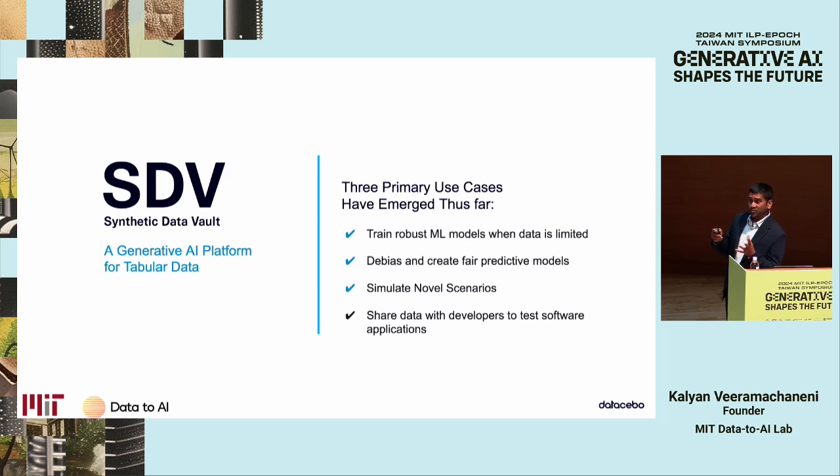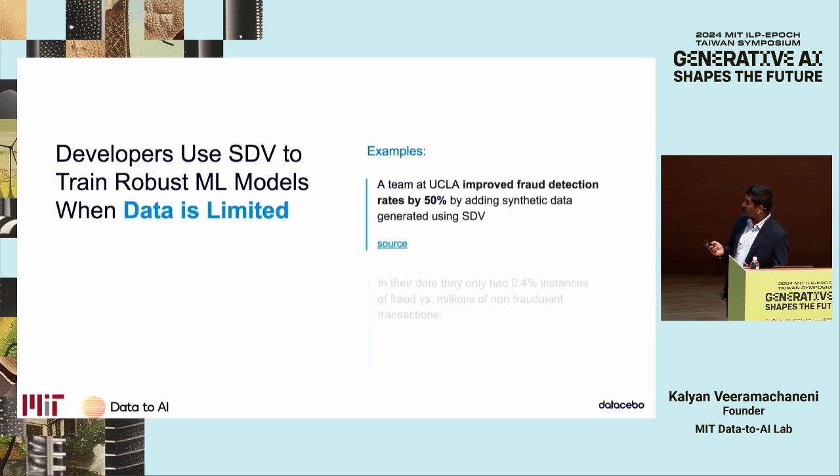So if your real data has bias, try to engineer data that will de-bias the real data, simulate novel scenarios, and ultimately sharing the data with external parties or developers who can't access it, whether it's machine learning engineers or developers. It still happens to be the most prominent use case. So I'll give you quick examples of what we mean by robust ML models.